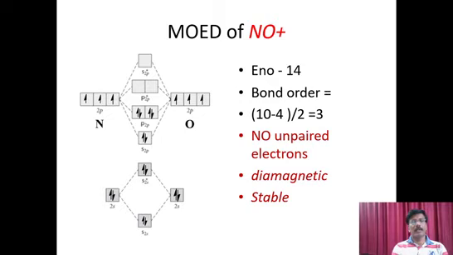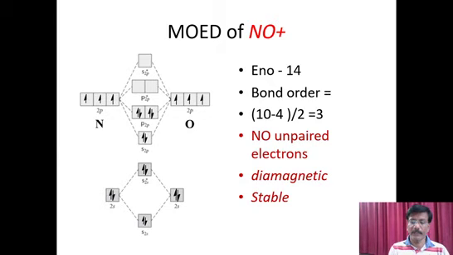When you calculate bond order, the number of bonding molecular orbital electrons completely filled is 10, minus antibonding electrons are 4 only. So 10 minus 4, it is 6, and 6 by 2 gives 3 as a bond order. NO plus has bond order 3. But is any unpaired electron there? No, you won't find any unpaired electron. Therefore, it is diamagnetic in nature. So this is how we calculate NO plus.